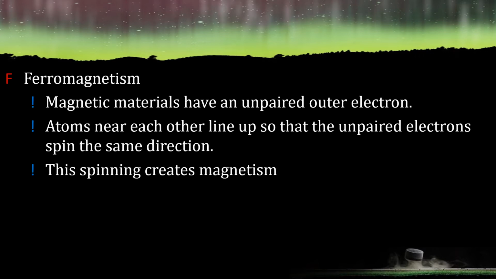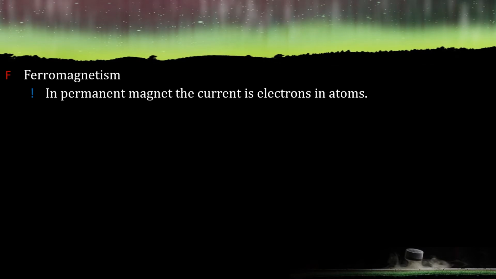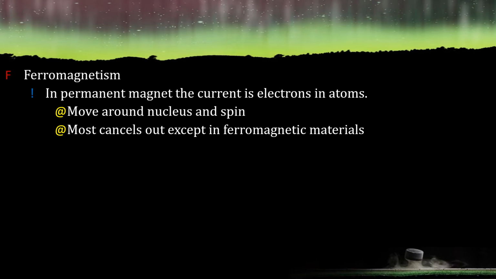One type is ferromagnetism. Magnetic materials have an unpaired outer electron. Atoms near each other line up so that the unpaired electrons spin in the same direction. This spinning creates magnetism. In a permanent magnet, the current is the electrons in atoms moving around the nucleus and spinning. Most cancel out, except in ferromagnetic materials.